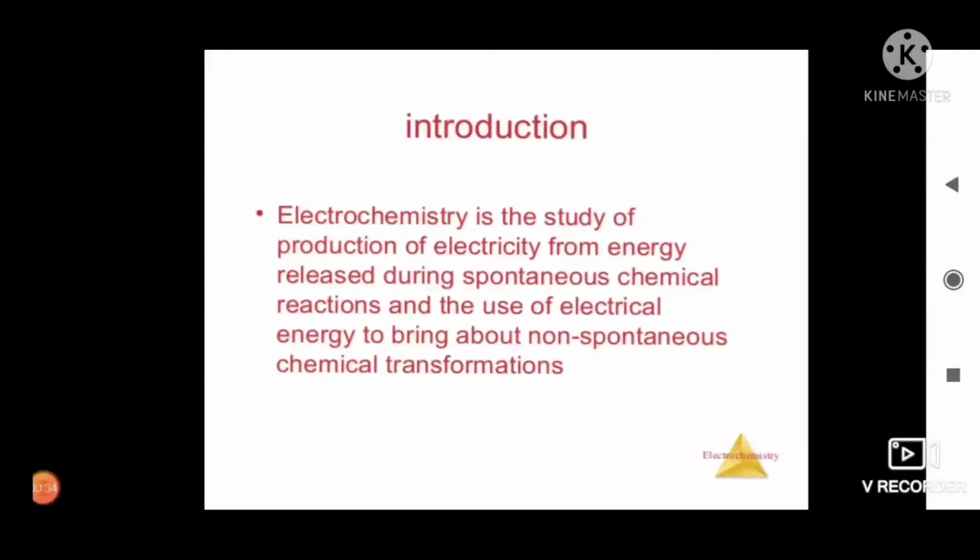It is the branch of chemistry. Electrochemistry is the study of production of electricity from energy released during spontaneous chemical reactions and the use of electrical energy to bring about non-spontaneous chemical transformation.